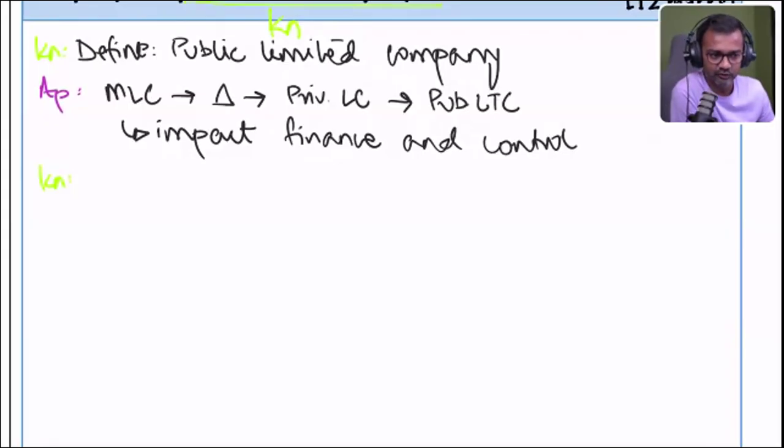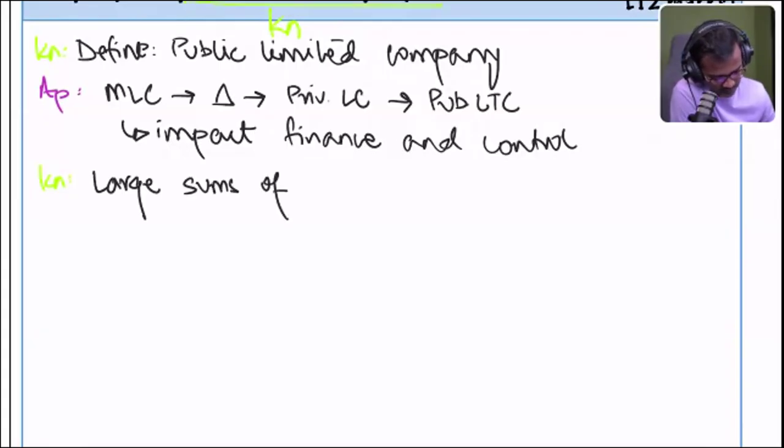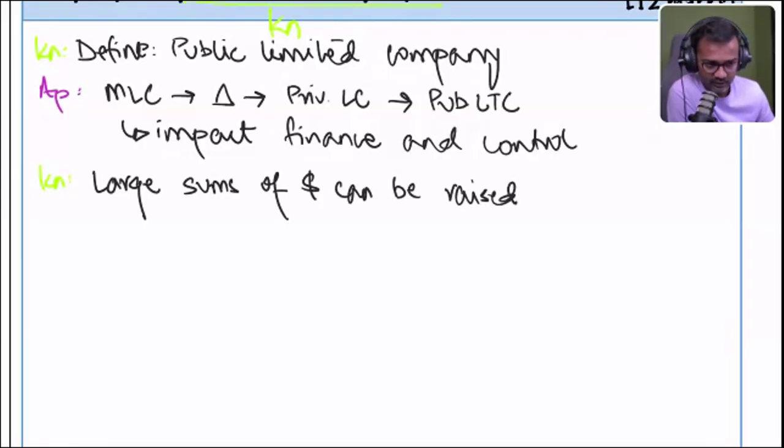You give me one. Which advantage should I talk about first? How about more finances available? Okay, let's say large sums of capital can be raised, right? So limited liability, I wouldn't mention it because both private and public have that in common. So you only talk about those things that are clearly different between a private and a public limited company. Okay, you won't be credited for limited liability.